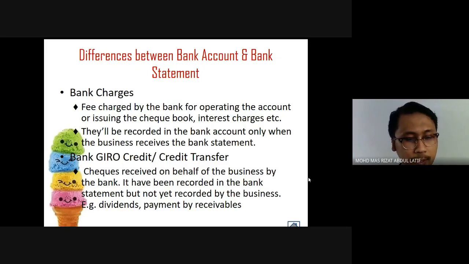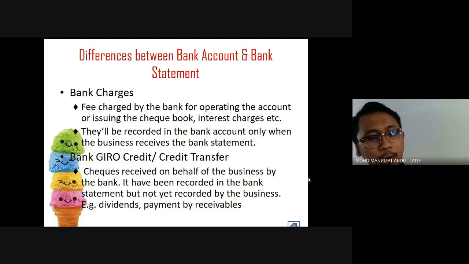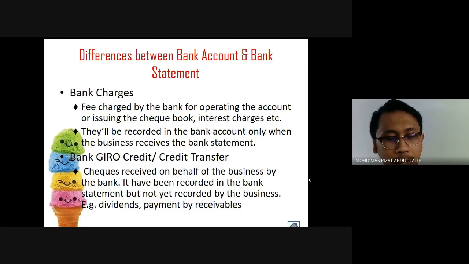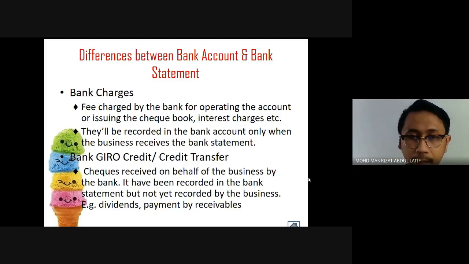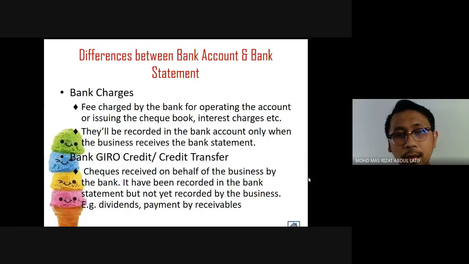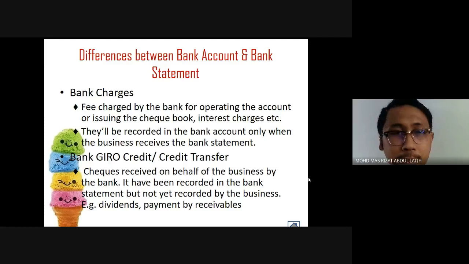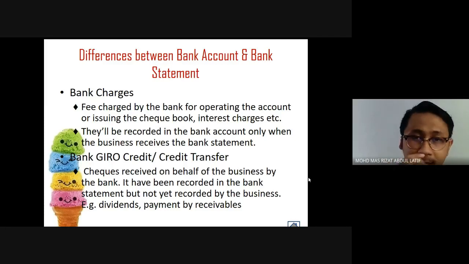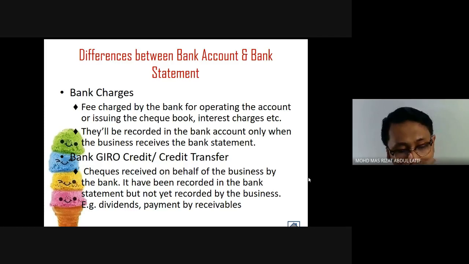Sebab yang kedua adalah items have been recorded on the bank statement but have yet to be recorded by the business. Itu berbeza sedikit. Yang tadi, unpresented check and uncredited check tadi, item tu ada dalam bank account tapi bank statement tak ada. Yang ini dalam bank statement ada tapi dalam bank account tak ada. So dia ada banyak lah.